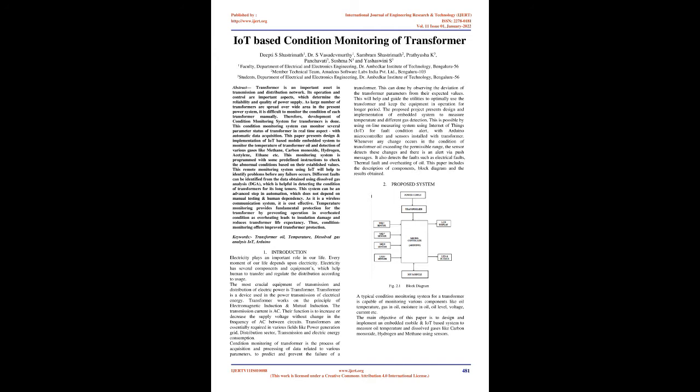Condition monitoring of transformer is the process of acquisition and processing of data related to various parameters, to predict and prevent the failure of a transformer. This can be done by observing the deviation of the transformer parameters from their expected values. This will help and guide the utilities to optimally use the transformer and keep the equipment in operation for a longer period.